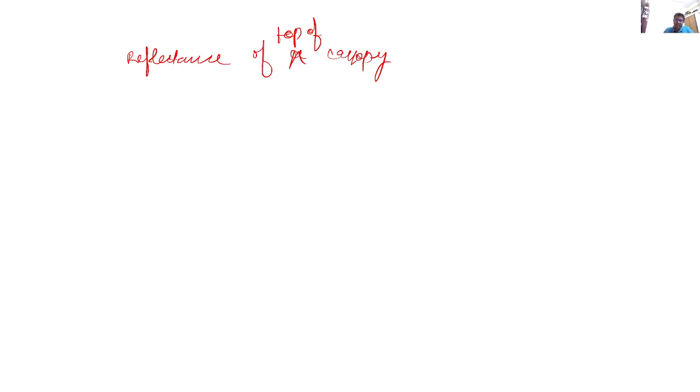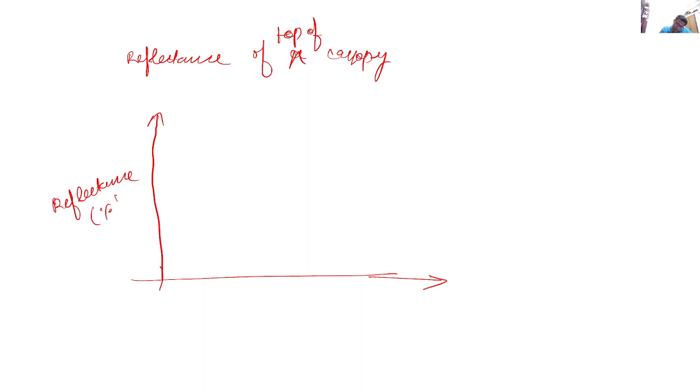Okay, another very interesting example is about how to distinguish artificial turf, which is basically artificial grass, not even a living organism, versus that of real grass. Okay, let's see. We can distinguish that also using spectral reflectance curves. So this is, let us say, the reflectance, and this, let us say, is the wavelength in micrometer.